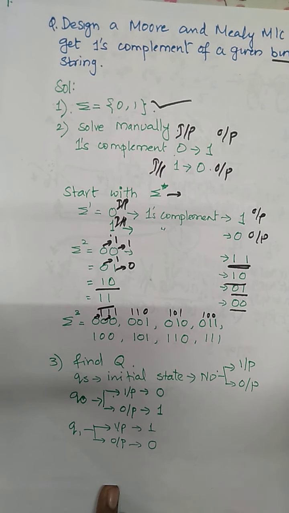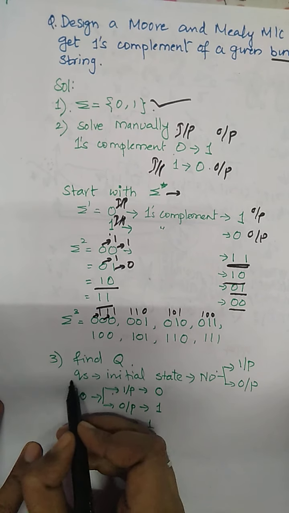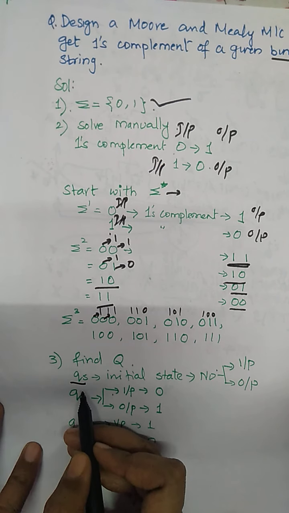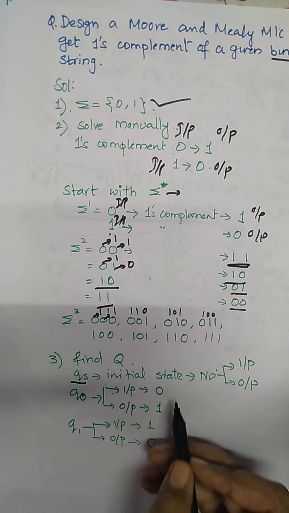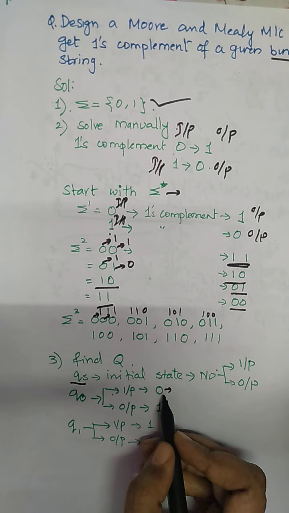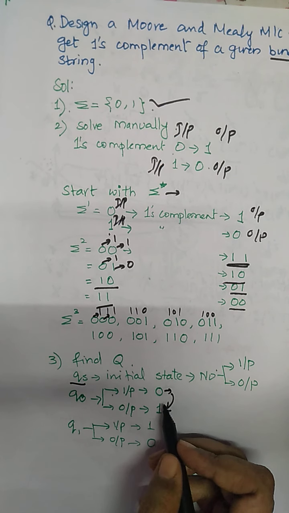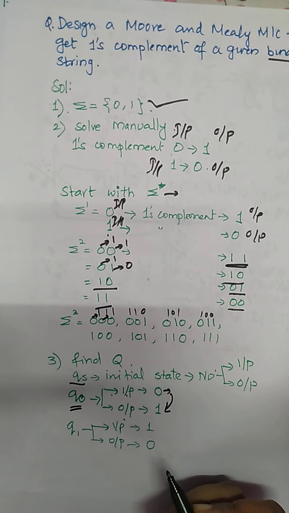Now as this is not a divisibility question, we cannot take q0 as the initial state, which is used as a remainder 0. That means we have to take qs as the initial state with no input and no output. So with the next bit as 0 from qs, we will get input as 0. If the input is 0, the output has to be 1. For this kind of input whose output is 1, we are taking the state name as q0.